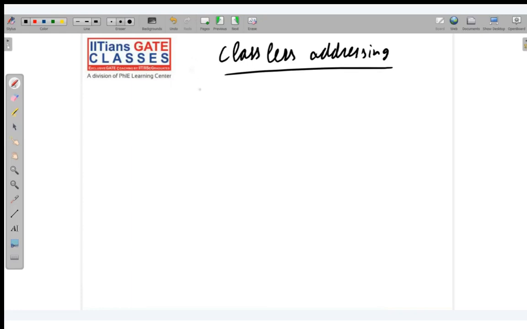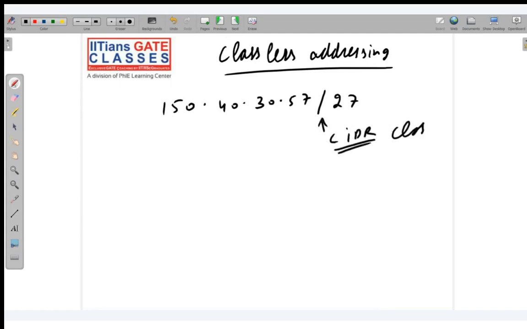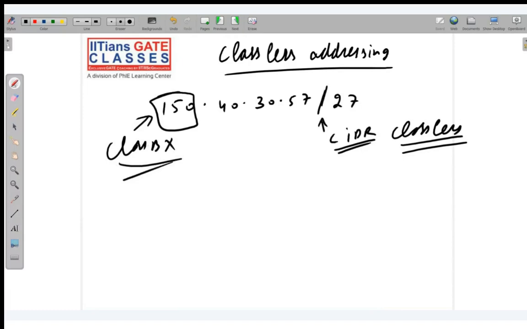Let us suppose we have an IP address given as 150.40.30.57/27. The moment you see this slash, that is CIDR notation, you will say okay, it is classless addressing, it is not classful. So do not say by seeing this that it is class B. No, it is not like that. The moment you see this, it is classless.